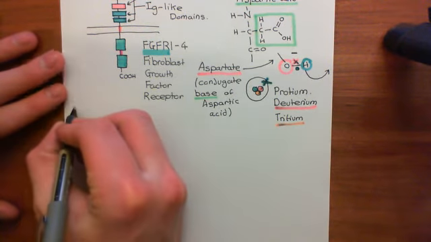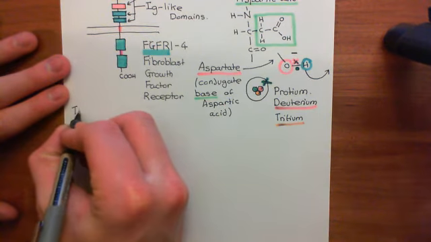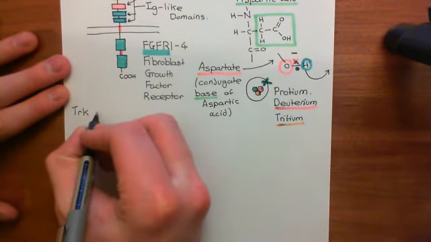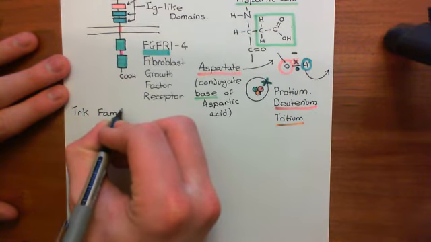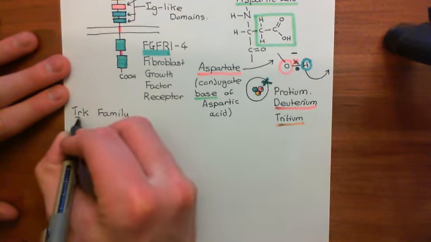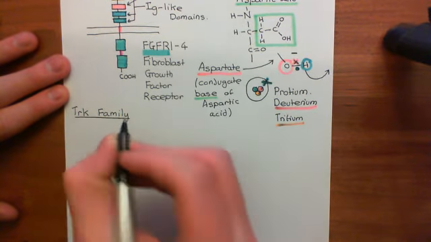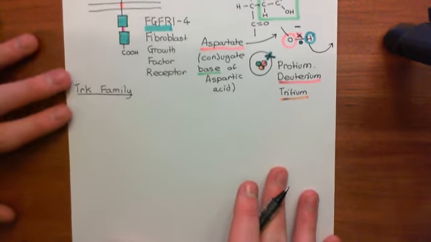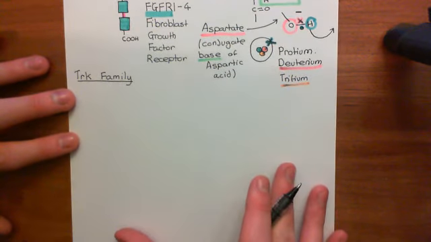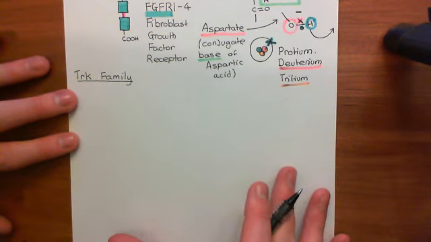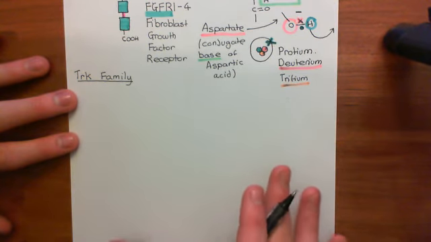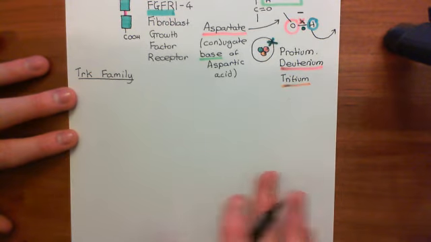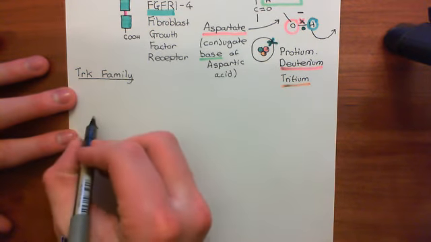Okay, the next family of receptor tyrosine kinases we're going to talk about is the TRK family, which is pronounced TRK. So we're going to talk about the TRK family of receptor tyrosine kinases. We'll start off once again with their structure, and then we'll talk about examples of TRK family receptor tyrosine kinases and what their respective ligands are.